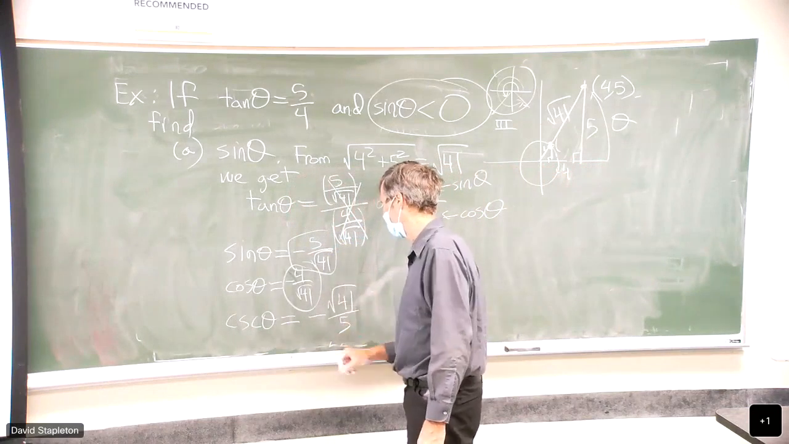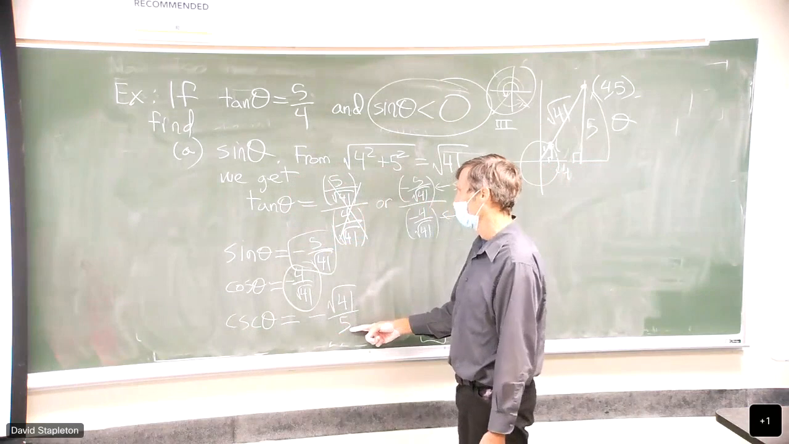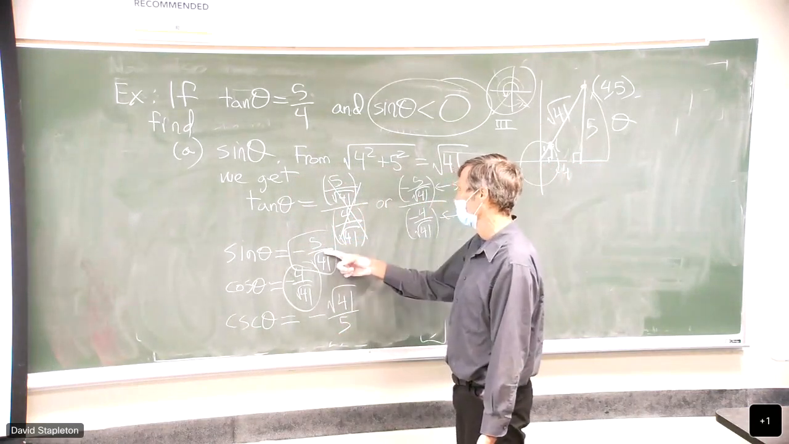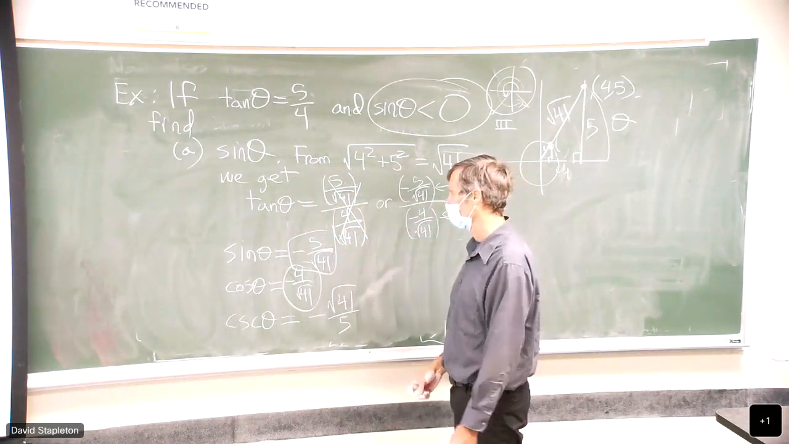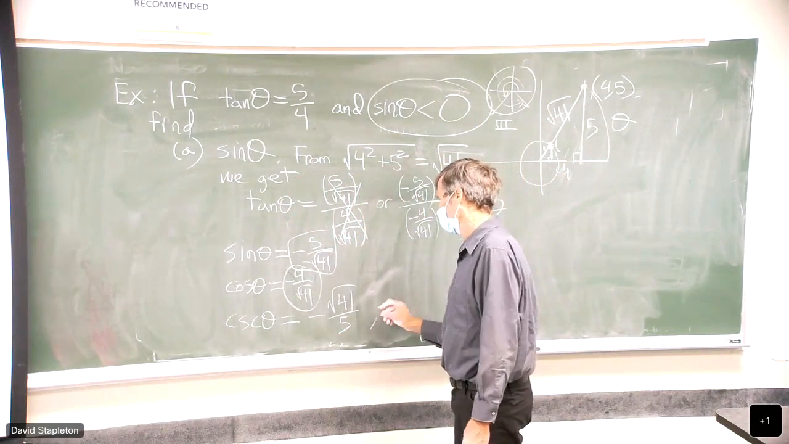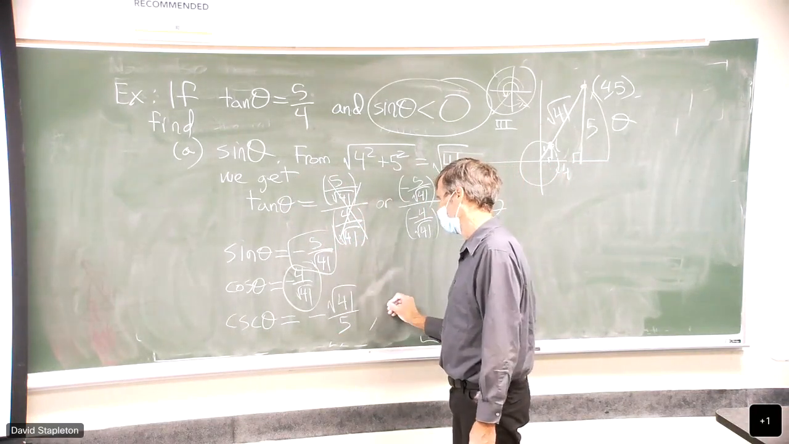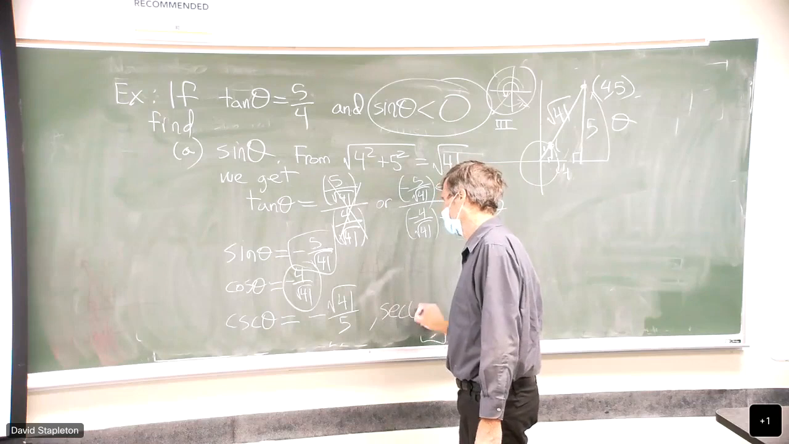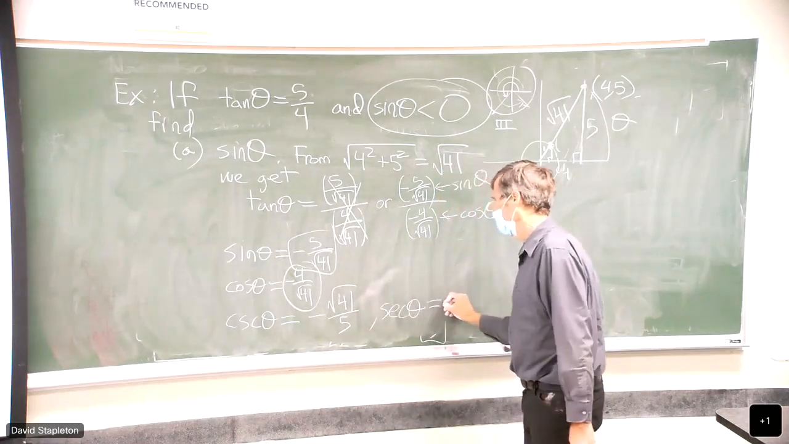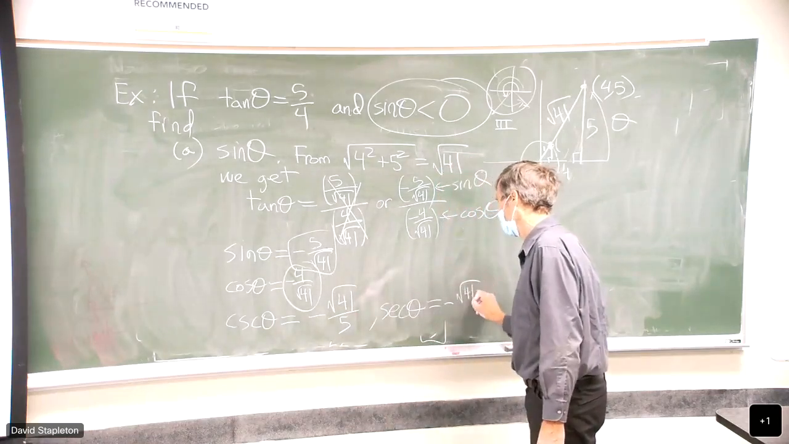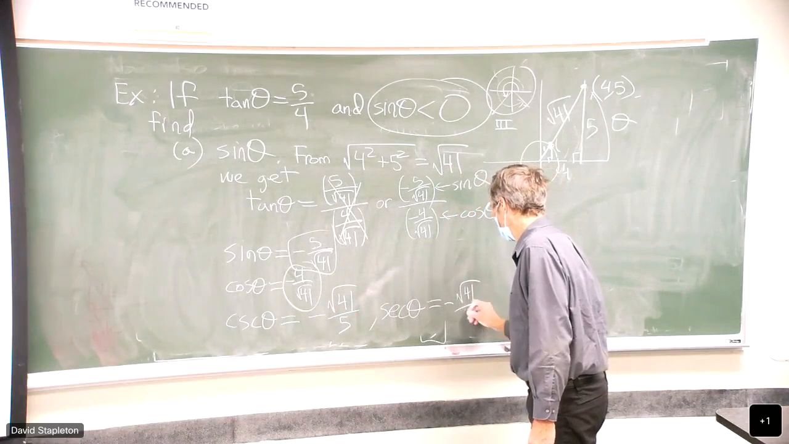Alas, if I rationalized, then I'd get the square root on the bottom, right? So I just leave this on the bottom, and then it comes out on the top up here. And then similarly, because this is 1 over the sine, you turn it upside down. The secant is 1 over the cosine, so you turn this one upside down and get minus square root of 41 over 4. And what's the cotangent?